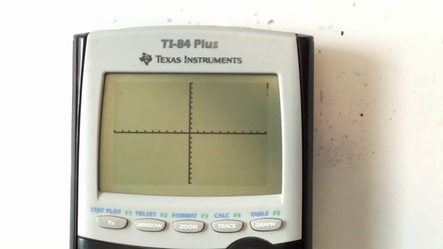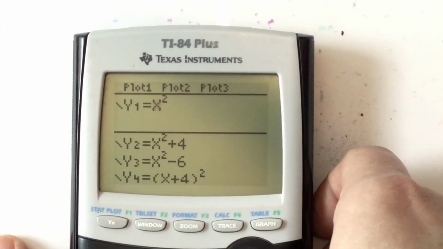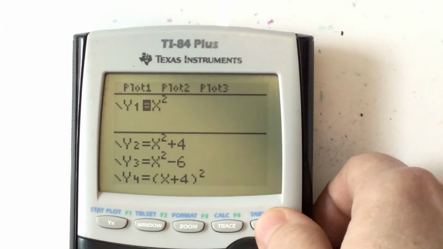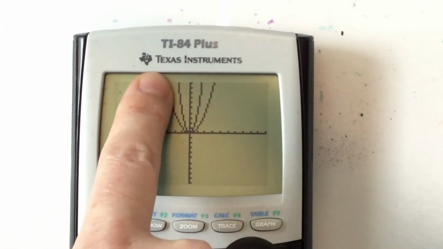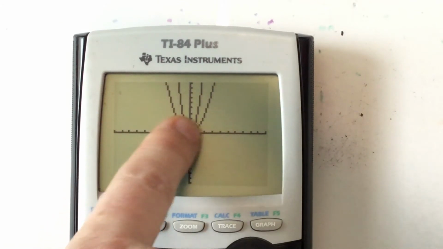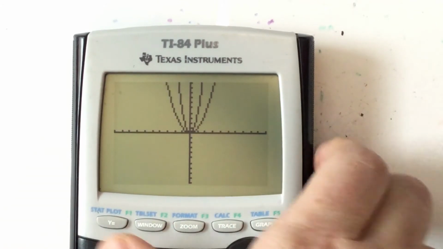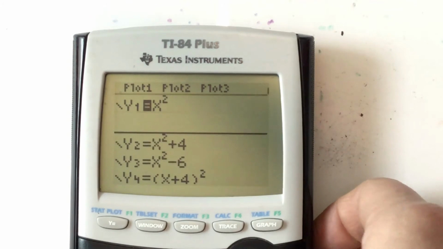So here's the parent with the 1 in front. Oh, actually I didn't graph my parent. Okay, let's try it again. So this one is my parent when the 1 was in front, and this is when the 4's in front. Okay, let's just keep those both on.